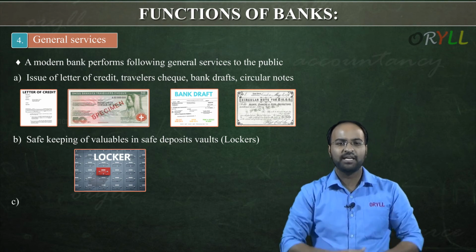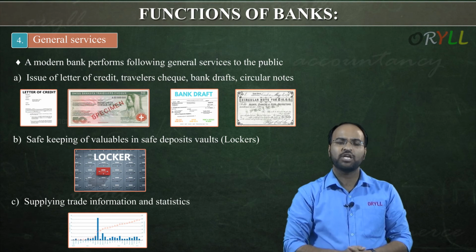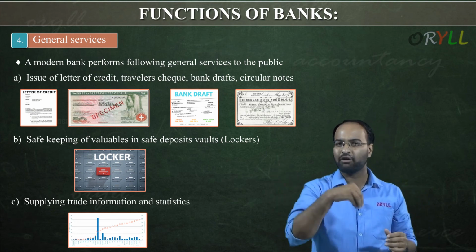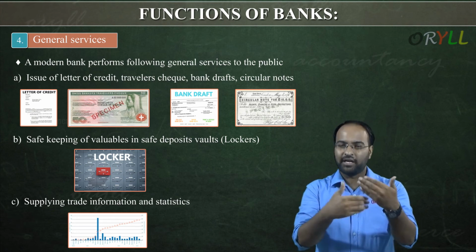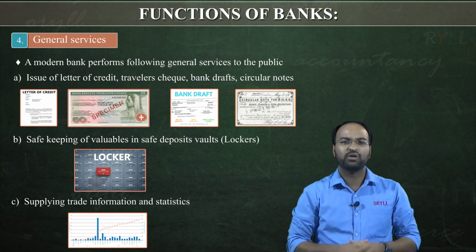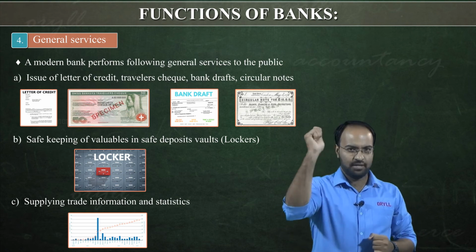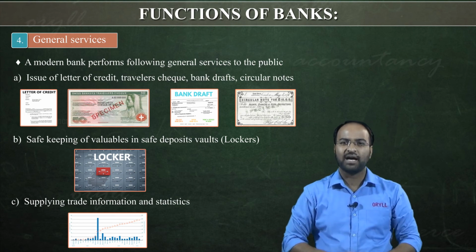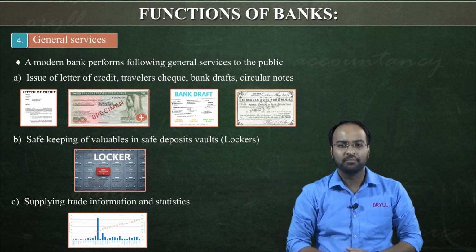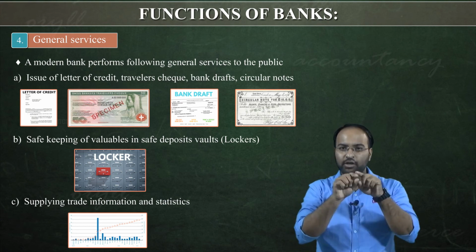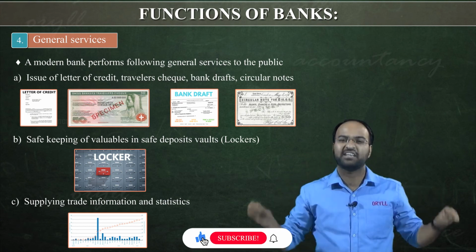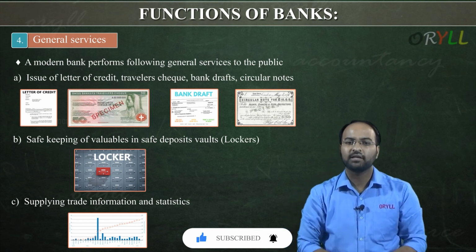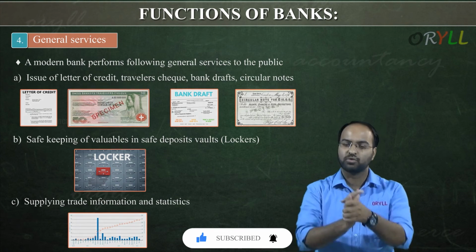Third one, supplying trade information and statistics. What do you mean by this? Banks sometimes, when a business is having an account with the bank, will record all the transactions of the business, and then they'll prepare one report. They'll say to the businessman, boss, all these are the expenses you have incurred this month, and these all are the incomes you are having this month. It means they are trying to give trade information and trade statistics to the customer here. Got it? So banks are providing trade information and statistics to the public here.